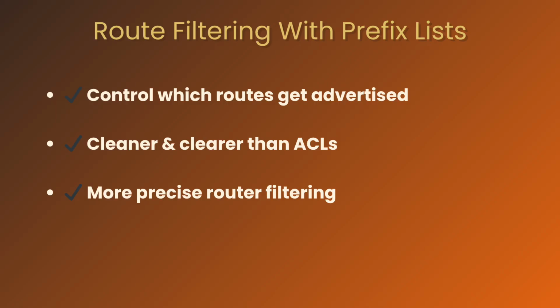Today, we're diving into route filtering using prefix lists. If you're learning EIGRP, OSPF, redistribution, or you just want tighter control over what routes your router advertises, prefix lists are a must-know skill. They're cleaner, more scalable, and more precise than access lists. Let's break it down the same way we always do: simple, visual, and to the point.